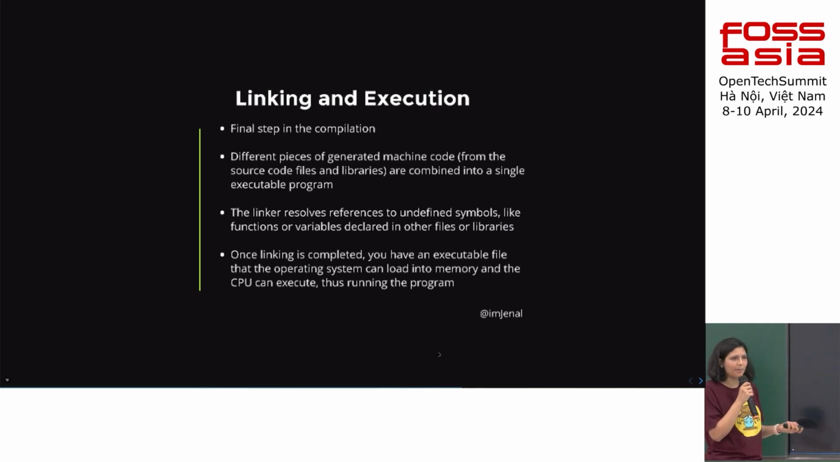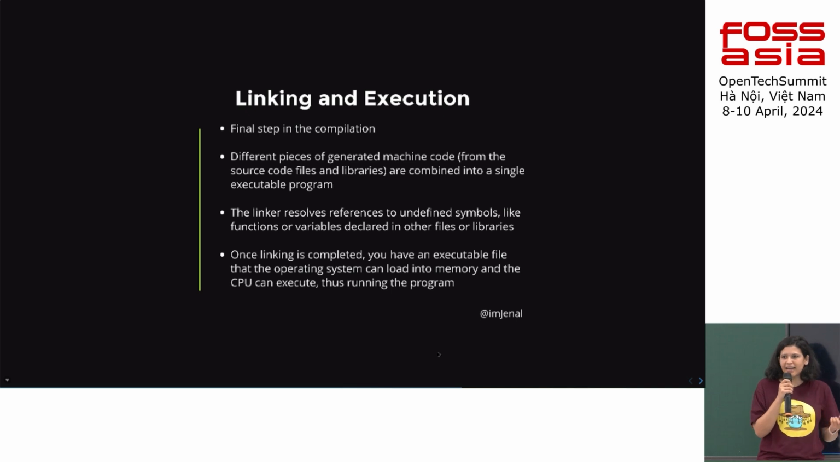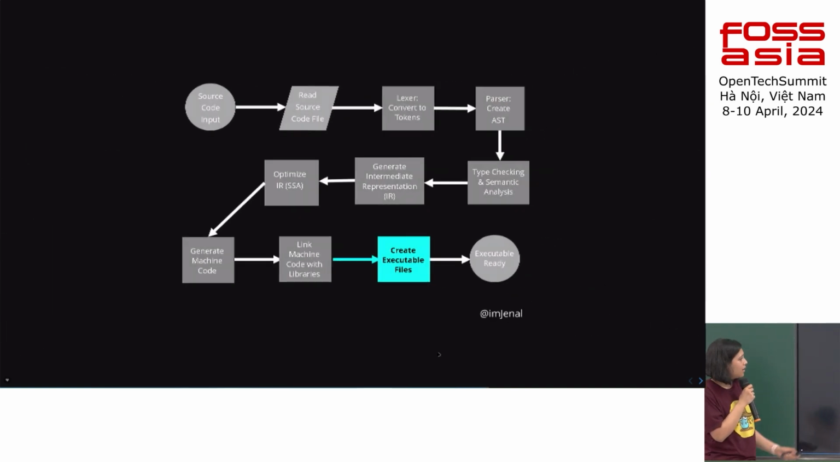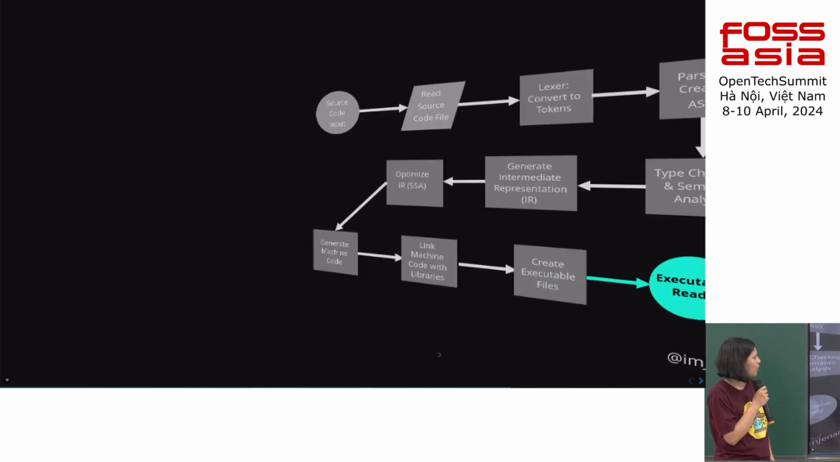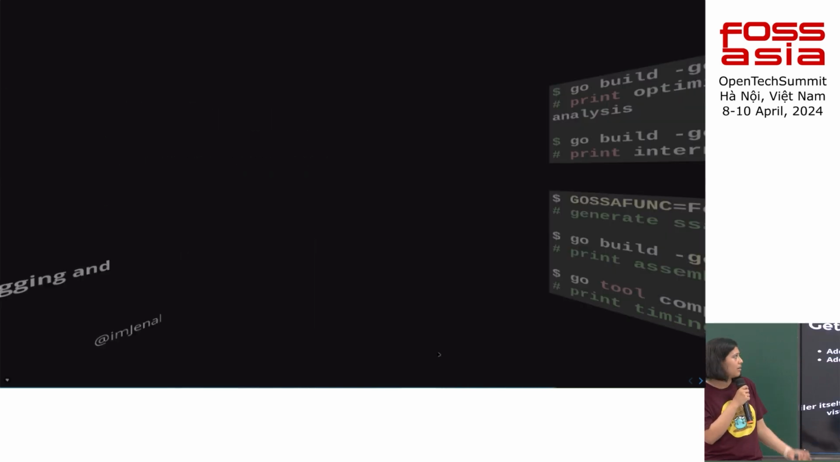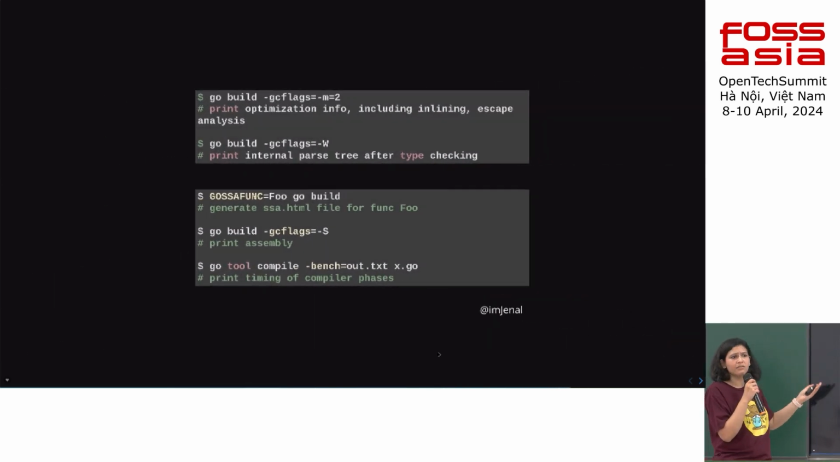And once the linking is completed, you get an executable file that is loaded into the memory, and the CPU can execute it. Yeah, this is the last step. And if you want to get started, or if you haven't worked with it, just add a log statement or a panic statement just to understand the insights. The compiler also provides some logging and debugging visualization capabilities. This is how in Go you can have logs. You can see the flags.